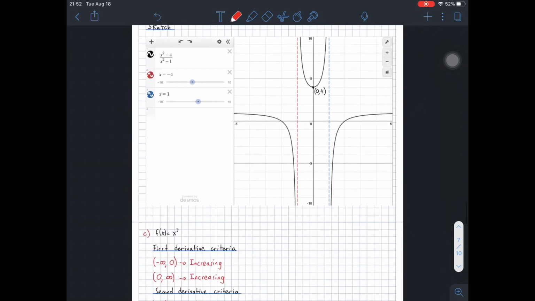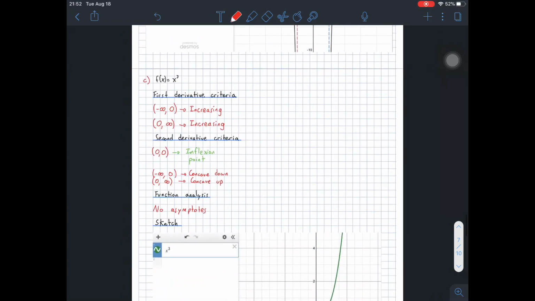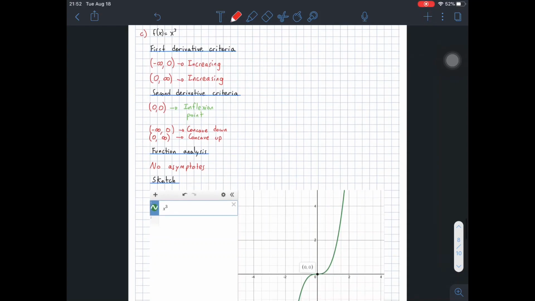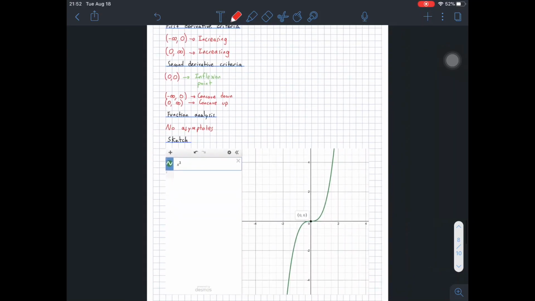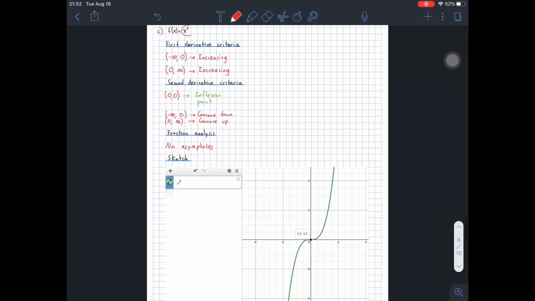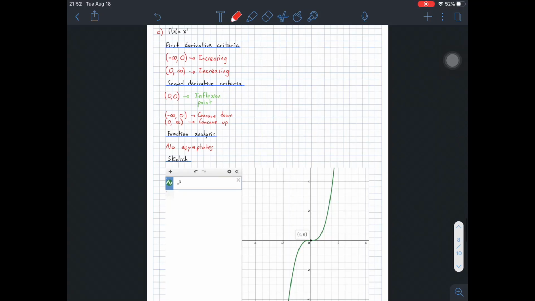Now, let's go to the last function, which is, I think, the simplest. f(x) equals x cubed. It's a cubic function. This is how it looks. So if we analyze the different criteria, from the function analysis, we see that there are no asymptotes. There are no values of x in this function which make the function an indetermination or undefined, right? So there are no asymptotes.